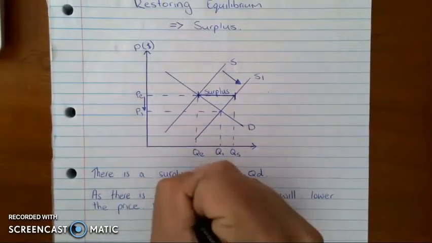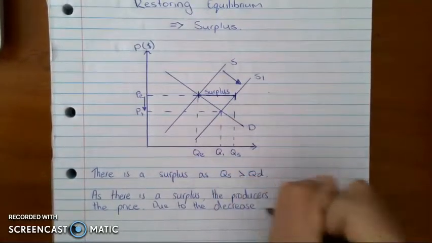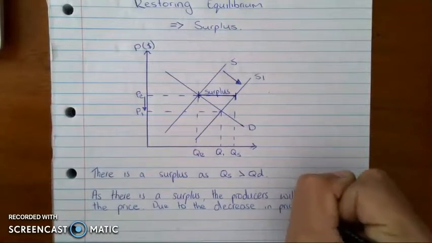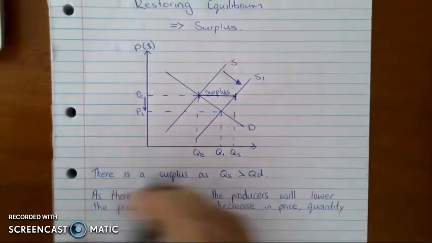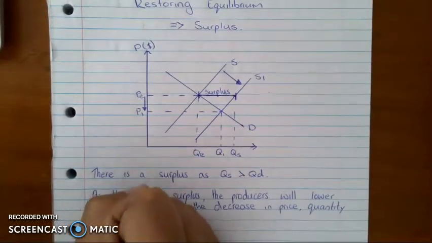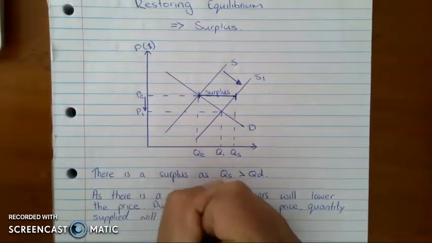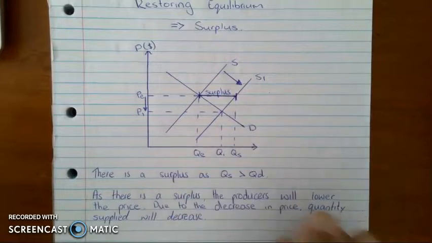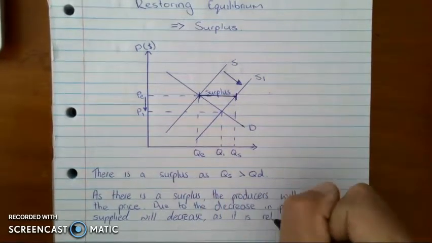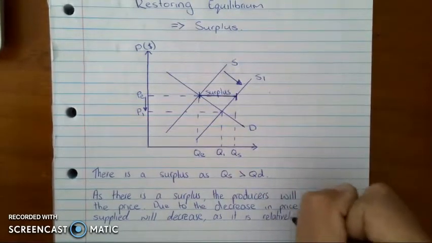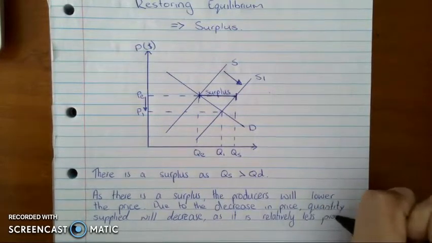Due to the decrease in price, quantity supplied will decrease, as it is relatively less profitable.